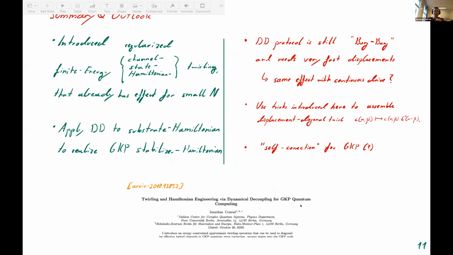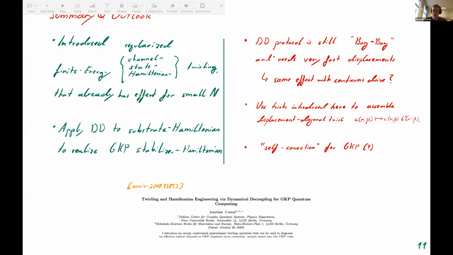So to summarize, I have introduced a regularized finite energy channel state and Hamiltonian twirl that already has an effect for fairly small displacements. So this I hope to be practical for experiments. And I have applied a dynamic decoupling sequence to a chosen substrate Hamiltonian in order to realize a GKP stabilizer Hamiltonian. I should note, I didn't write this here, that this technique is very similar to what people look at in terms of Floquet engineering, right? Yeah, for those who know what that is.